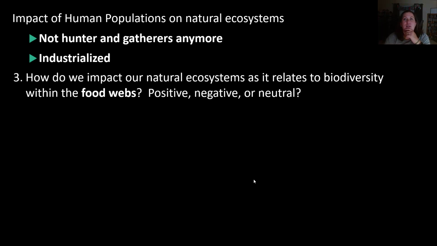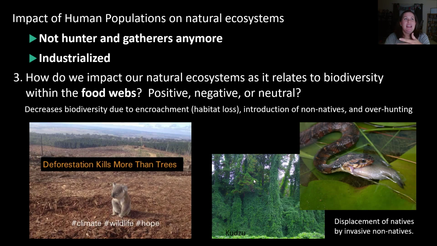How do we impact our natural ecosystem as it relates to biodiversity or food webs? Well, when we look at this, we can end up decreasing biodiversity due to encroachment. We come in too close to those habitats. We cut down those trees. We get rid of certain things. And because of that, it causes an impact on the animals and other things that live there. Again, giving a negative impact. You see that here with the koalas. Koalas are very close to extinction, and some of that is human related, and some of that is also due to natural causes like forest fires that have taken out some of their homes.